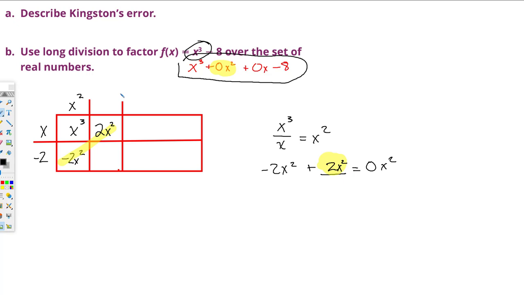To go up, I divide. So 2x squared divided by x is equal to 2x. You write that above. We multiply to come down, so negative 2x. And then we look at our diagonal, and we're trying to create this positive 0x. Would that be negative 4x? Oh, yes, it would be negative 4x. Thank you for catching that.